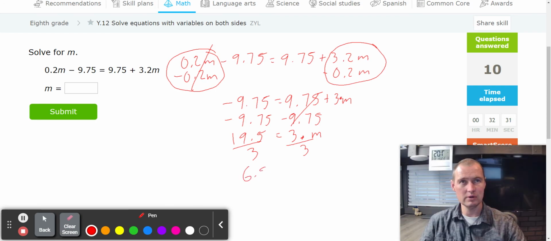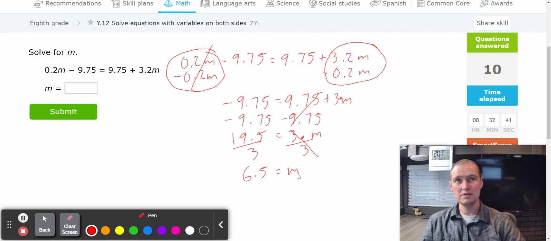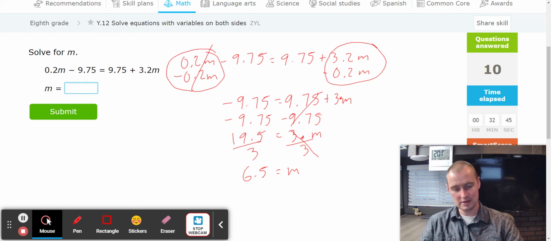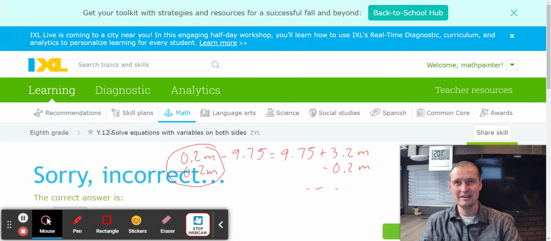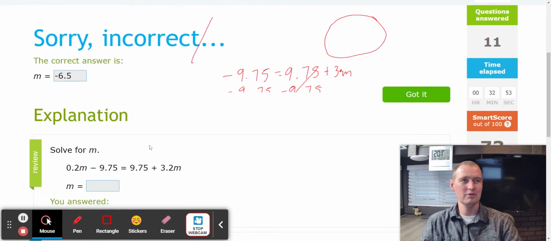Equals 6.5. I was actually wrong. I thought we'd get a whole number, and you know, sometimes you make a prediction. That's called a prediction, right? Equals M. So 6.5 equals M. Please be right, because this would be my last problem, because I'm at like 79. I'm so close to that 80. And I got it wrong. I did something wrong with the negatives.